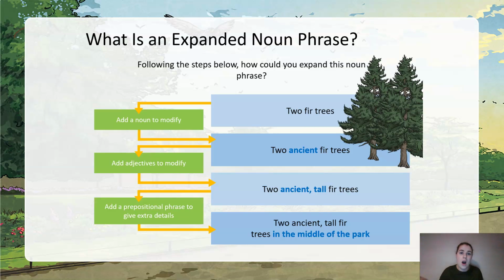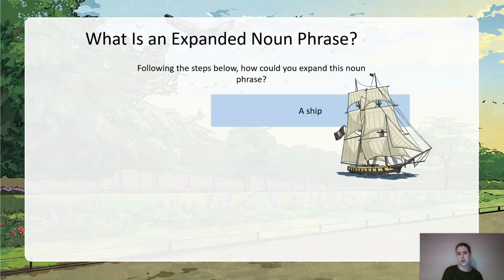Now I'm going to explain where they are. Okay, so the 2 ancient tall fir trees are in the middle of the park. Okay, so there I've expanded with an additional noun, my 2 adjectives, and a prepositional phrase just to improve on it. Let's see if you can have a go at this one all on your own.